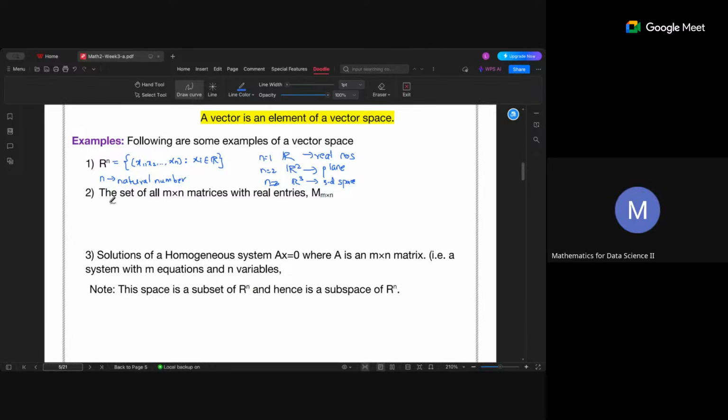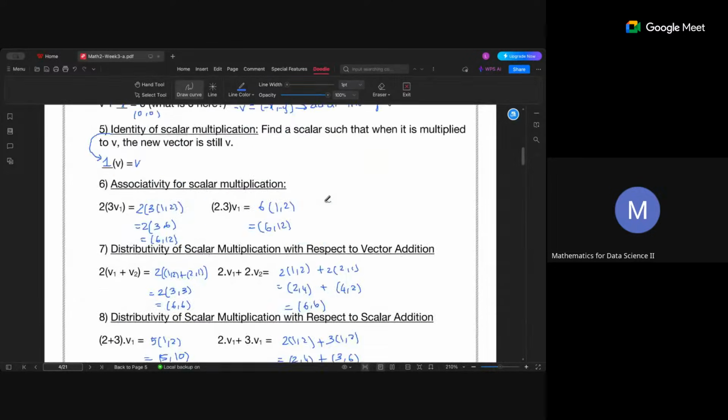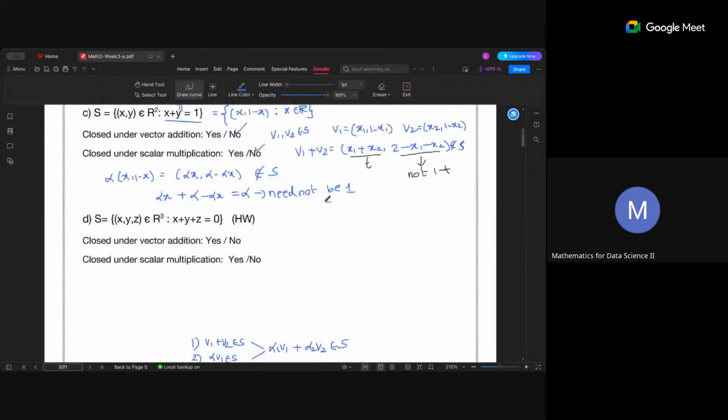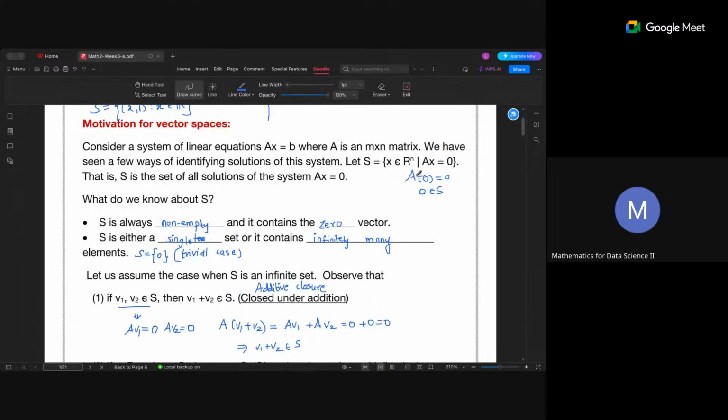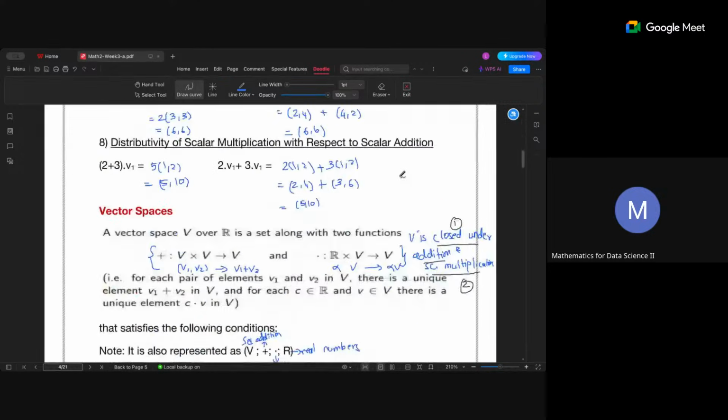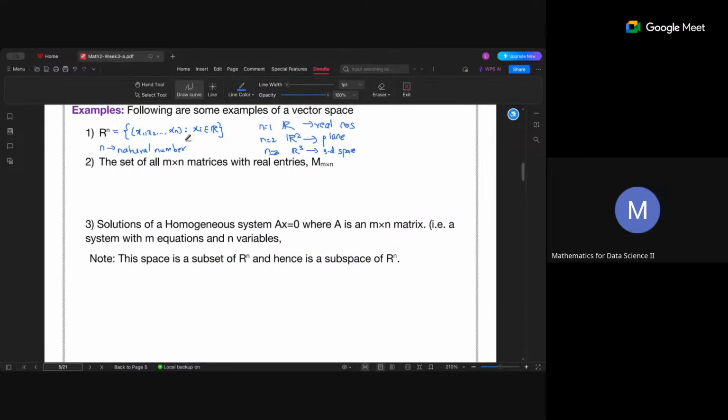The other example here is the set of all m by n matrices with real entries. This is what we started with here. We did not start with exactly this, but some subset of that. It is kind of a subset of the set of all m by n matrices, right? Oh, okay. This is not matrices. This is a subset of Rn we started with. Here it is the set of all m by n matrices.